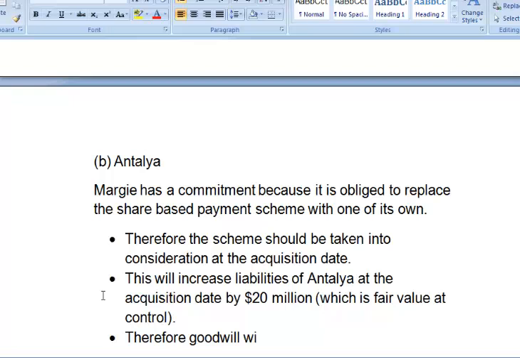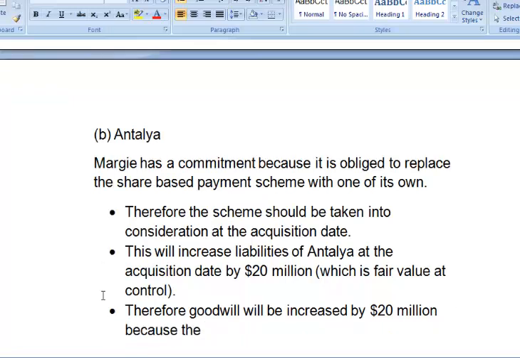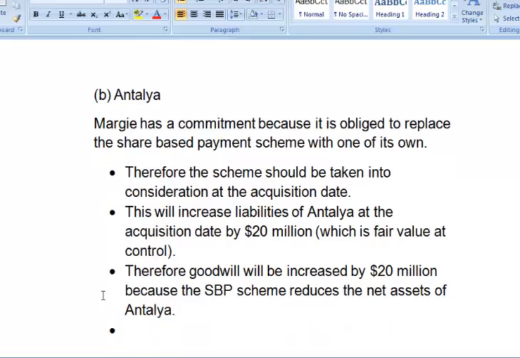Therefore, goodwill will be increased by 20 million because the share-based payment scheme, and it's perfectly acceptable to write SBP, reduces the net assets of Antalya.